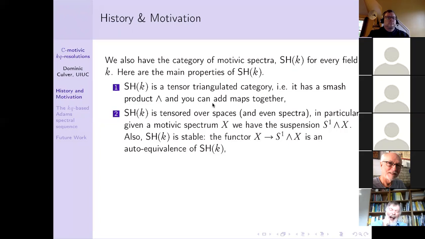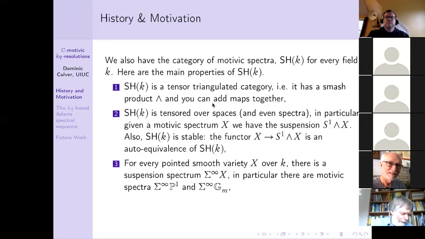And in fact, this category is stable in the sense that if I look at the functor which takes an X and suspends it, so I smash with S, the topological sphere, then that's actually an automorphism of this category. So what that means in practical terms is that you can make sense of expressions like this. And that's why this thing is also tensored in spectra, because once you invert the sphere, then you also are getting just spectra.